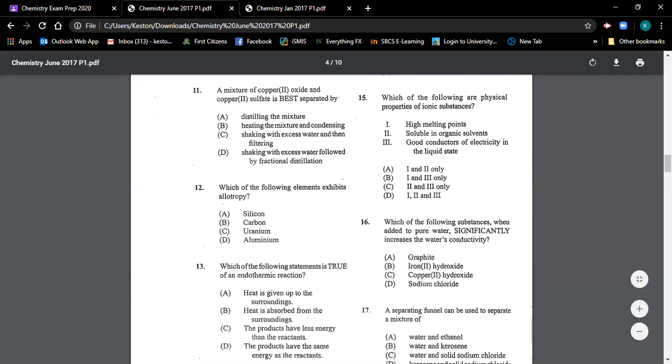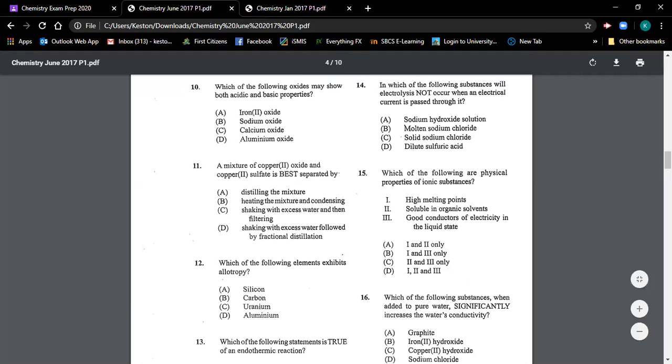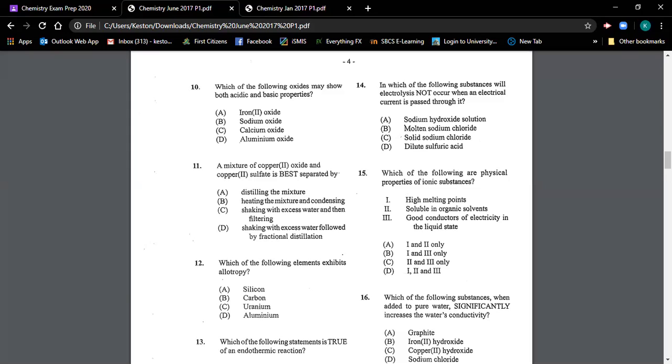14. In which of the following substances will electrolysis not occur when electrical current is passed through it? Remember, you need free electrons or free ions. So in order to be an electrolyte, it has to be molten, right, or in solution. So which of them there? Yes, that's correct. C, solid sodium chloride.